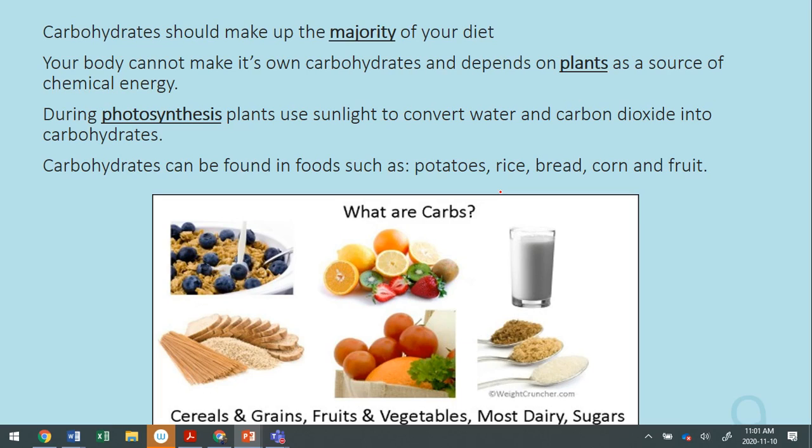Now, as I mentioned, carbohydrates should make up the majority of your diet. Roughly, in a healthy person's diet, about 60% should be from carbohydrates. Now, not all carbohydrates are made equally. Some are better for you than others. We'll talk about that.